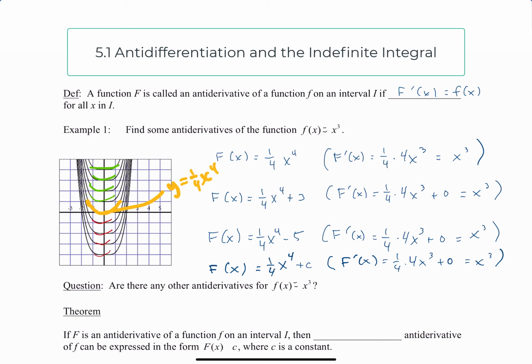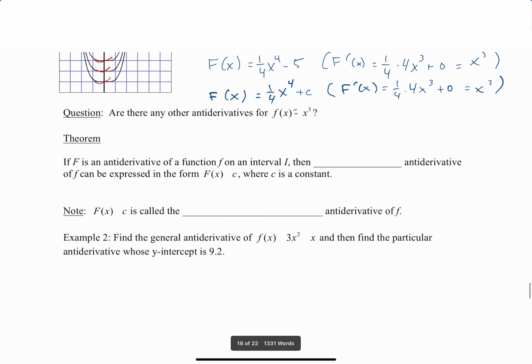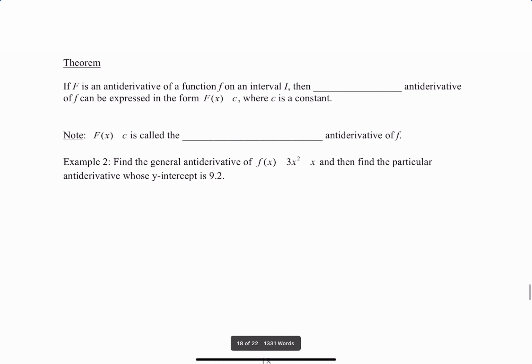That brings up the question, though, are there any other antiderivatives for x cubed? Are there maybe some sneaky ones out there that we don't know about, that if we differentiated them, we'd get x cubed? It turns out there are not, and that's given in a theorem that says if capital F is an antiderivative of a function little f on an interval I, then all antiderivatives of f can be expressed in the form capital F of x plus c, where c is a constant. So in other words, no, there aren't any others lurking out there.